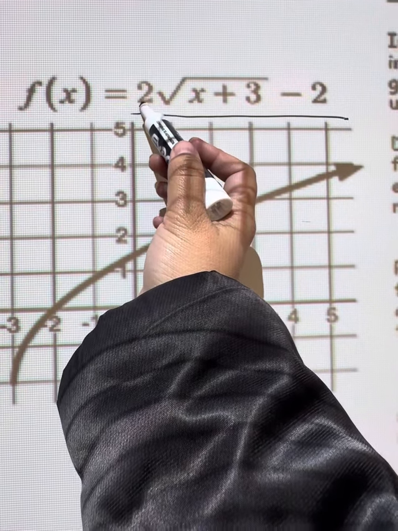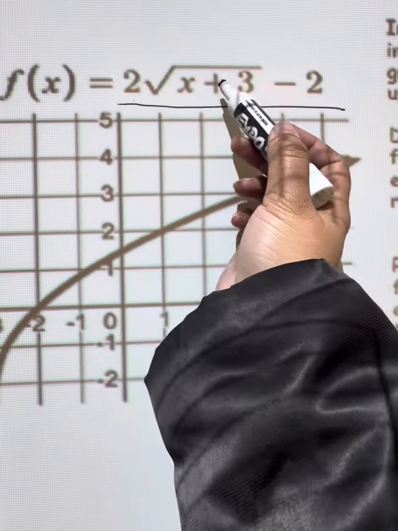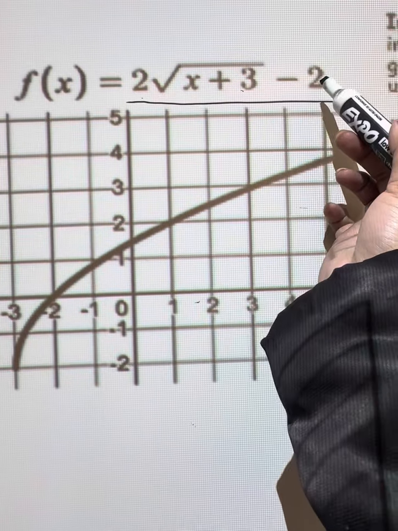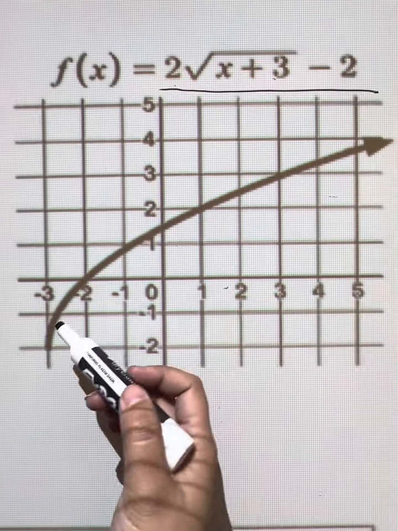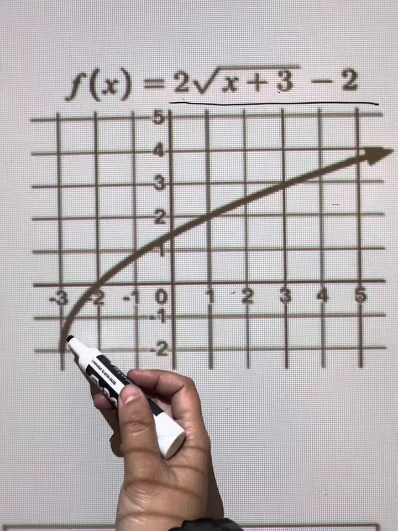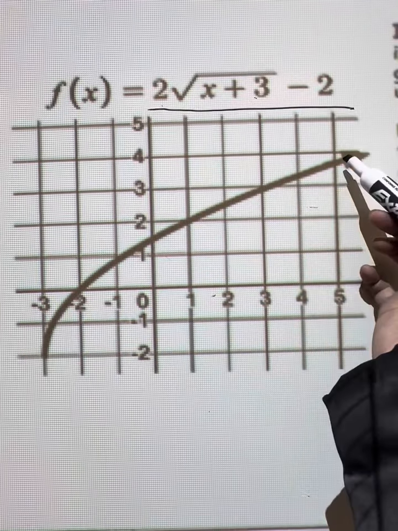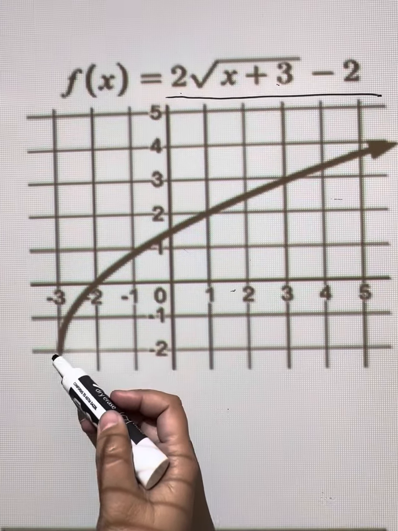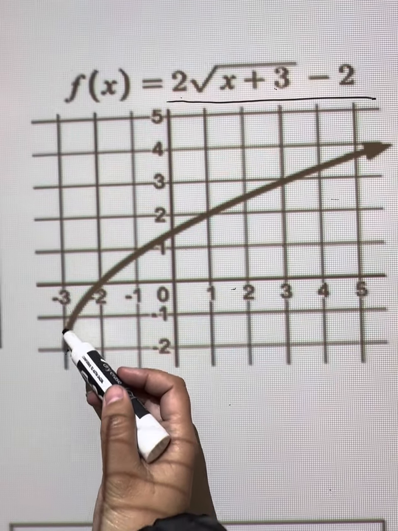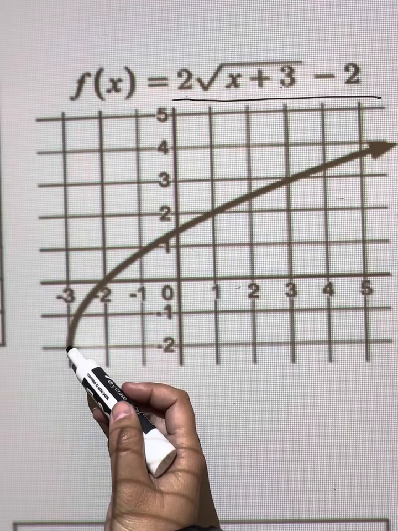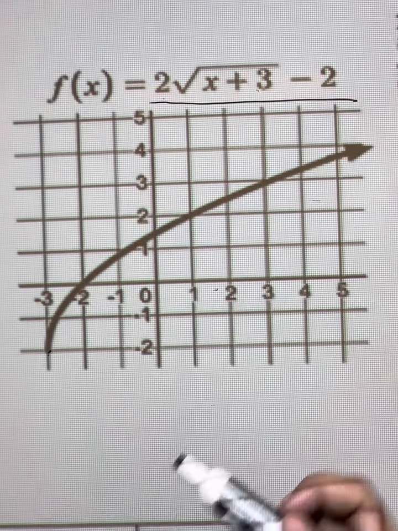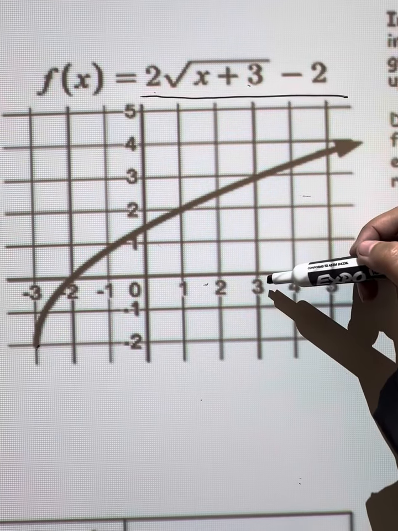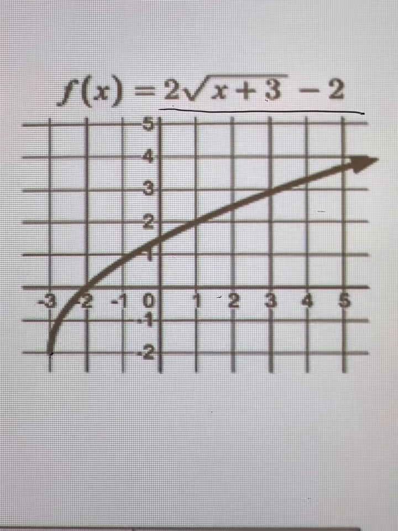vertically stretched by a factor of 2 and then moves 3 units to the left and then 2 units down. As you can see in your graph, again it's being stretched by a factor of 2 and then it moves 3 units to the right and then it moves 2 units down. So that is how you describe your graph by just looking at the equation or even by just looking at the graph, okay? So now what we're gonna do is find the domain.